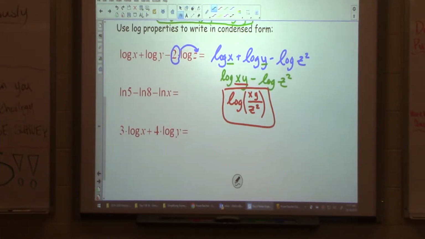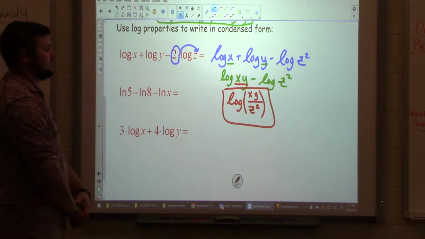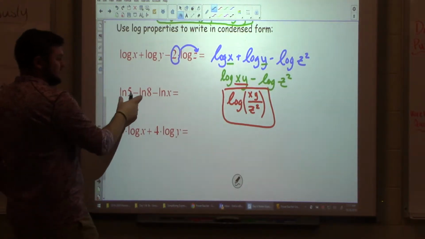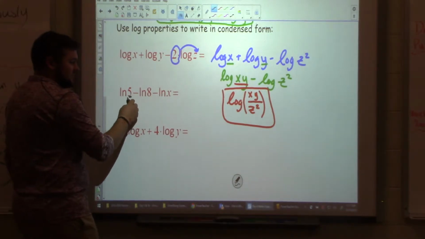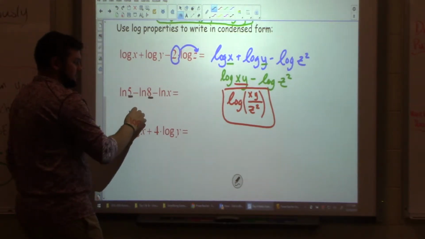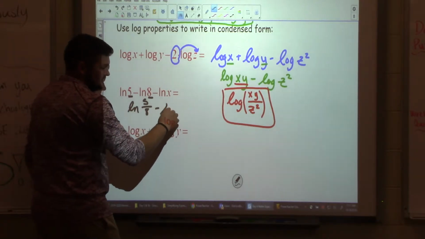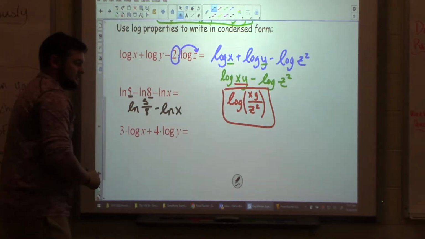The natural log of 5 minus the natural log of 8 minus the natural log of x. Do I have any numbers up front that turn into exponents? No. Do I have any addition or subtraction? Yeah, I have subtraction, right? So I'm going to take it one piece at a time here. I'm going to look at this first subtraction. I know I'm going to turn this into division. So it becomes a natural log of 5 divided by 8 minus the natural log of x.